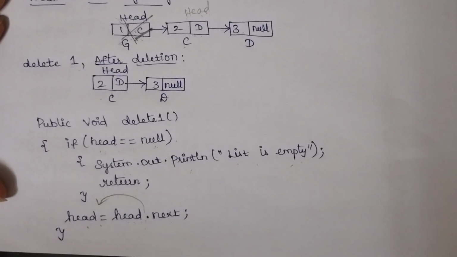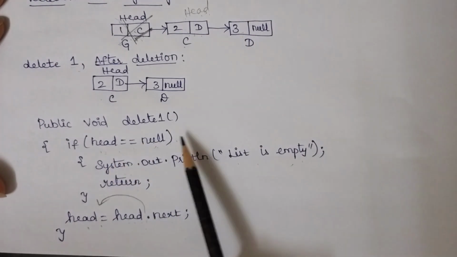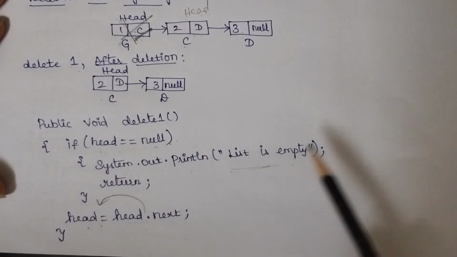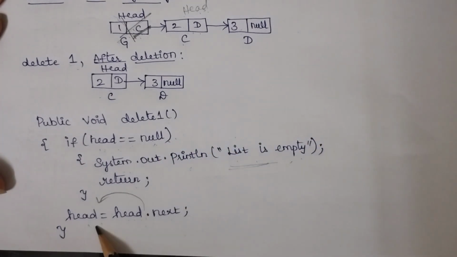A simple logic, a simple code you need to write for deletion: check whether your list is empty. If it is empty, we cannot perform deletion, so you give some statement for that. Otherwise, if the list is not empty, you assign head.next as your head node.